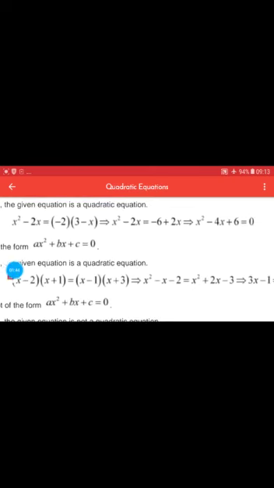x². Is that okay? x² same, −2x and −2x becomes −4x, and what is left here? 6. So 6 will come to this side, this becomes plus 6. So this is also in the form of ax² + bx + c = 0. So we can say that this is also a quadratic equation.